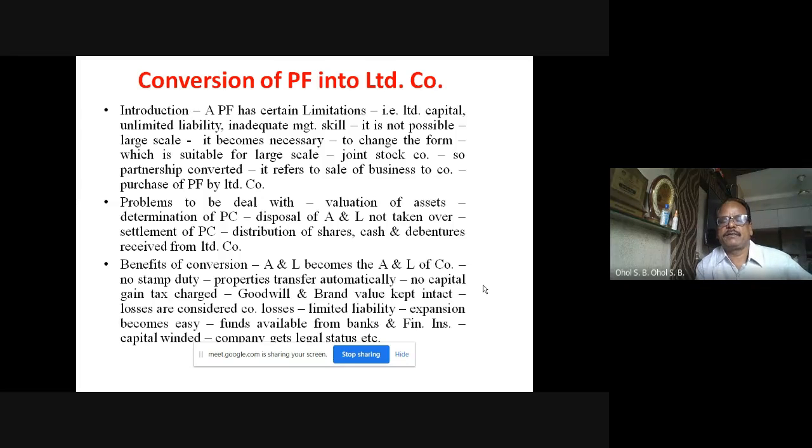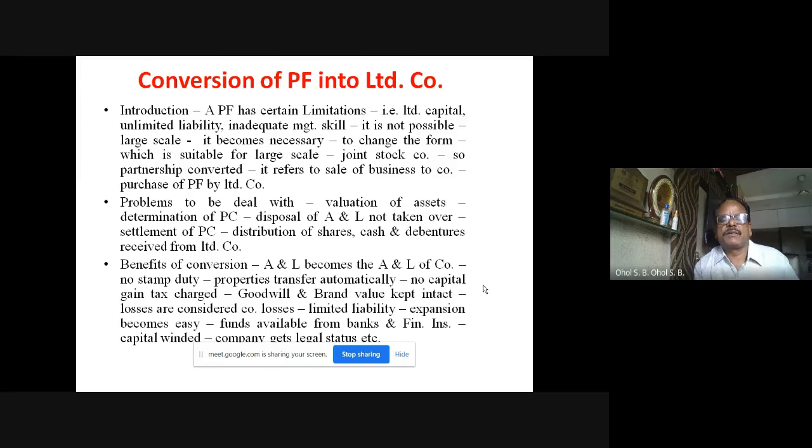Again, another benefit is that goodwill and brand value are kept intact. There is no effect on the goodwill and brand of the particular partnership firm as well as the particular limited company. It remains as it is. No changes, no loss or difficulties arise in the goodwill and brand value of the partnership firm as well as the limited company.